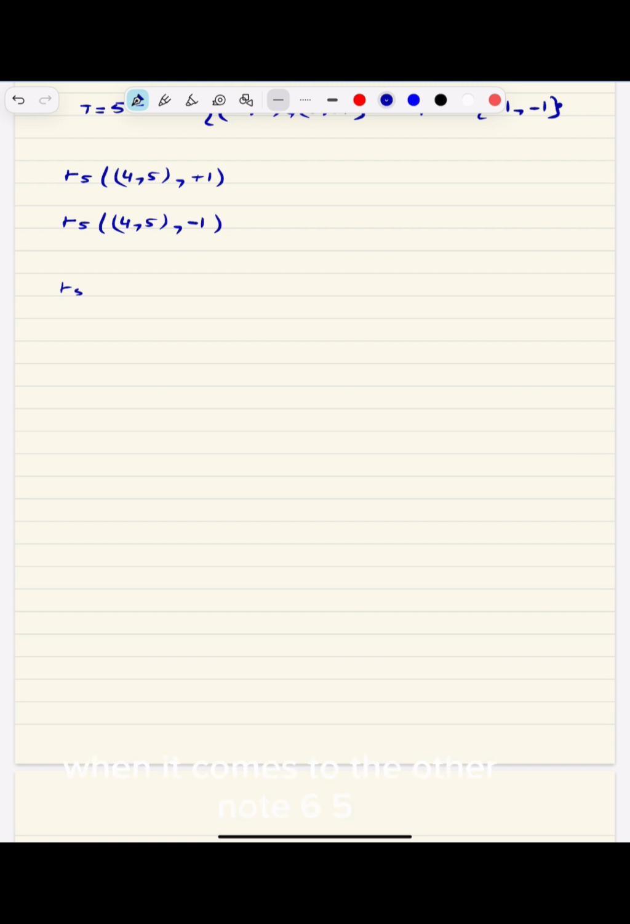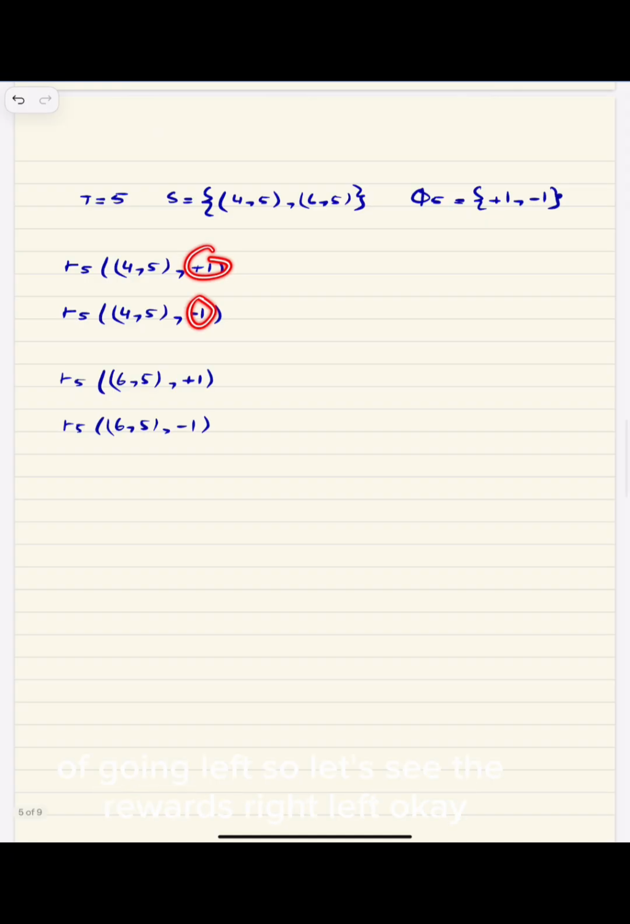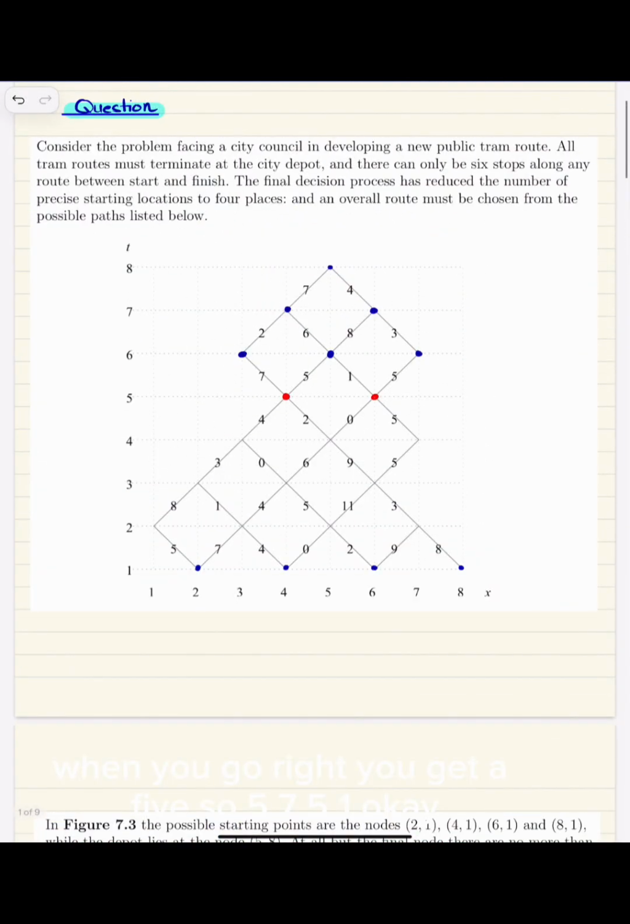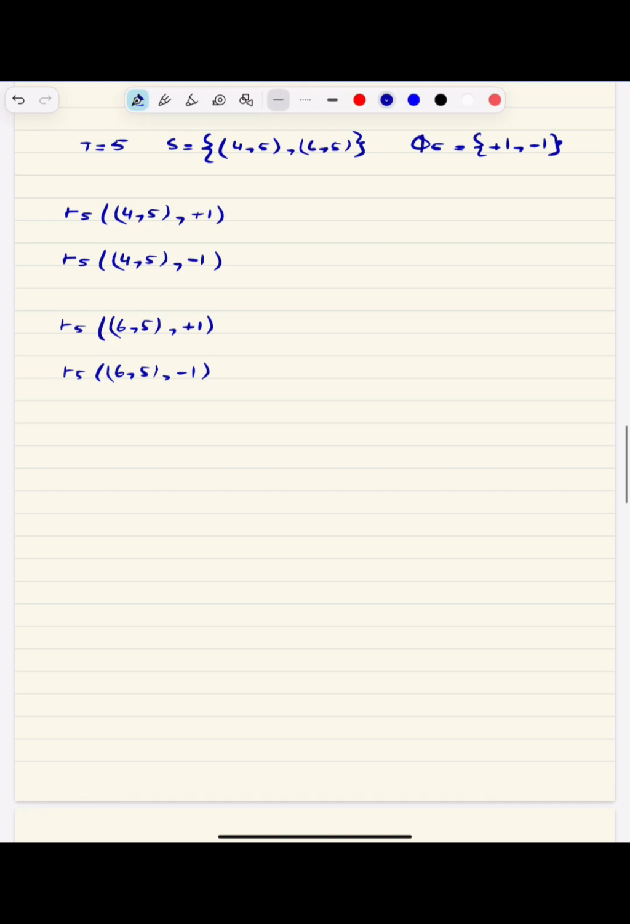When it comes to the other node, 6 5, again you have the option of either going right or going left. So let's see the rewards. Right, left, okay. When you go right, you get a 5. So 5, 7, 5, 1. Let me write this down. 5, 7, 5, 1. Great.